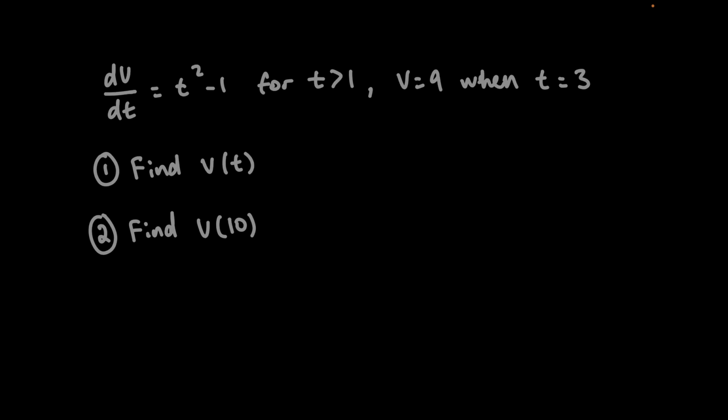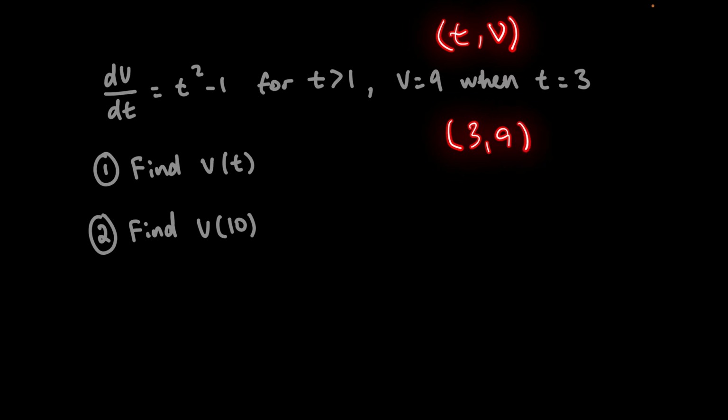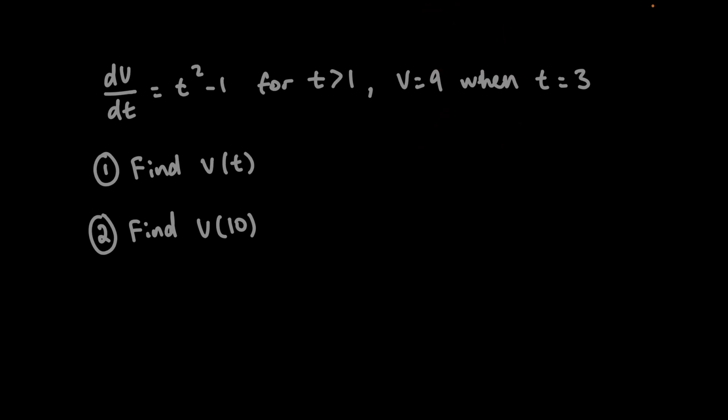Okay, this is our next question over here. We are given that the derivative of volume with respect to time is given by this equation here. And they've also told us for a specific coordinate point, when the x value is t, the y value is v, we're given that (3, 9) is a coordinate. So we need to first work out what is the equation for a volume function where the input is going to be time. So we have the derivative of volume with respect to time.